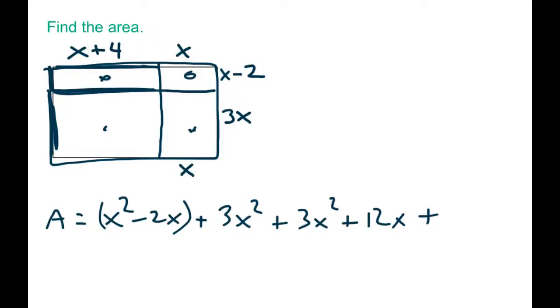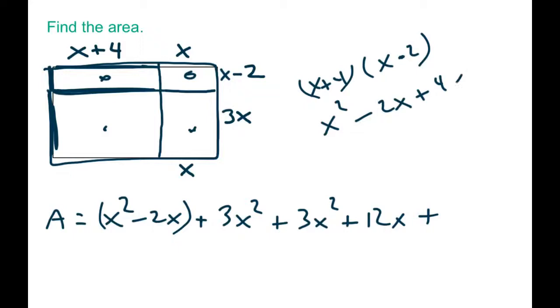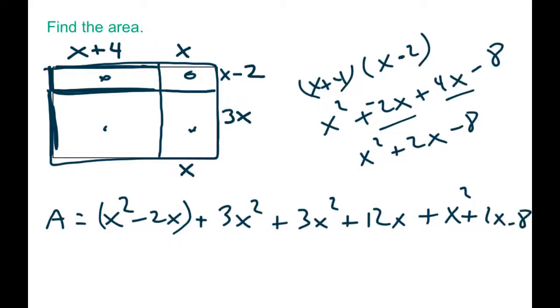using my FOIL method. So I'm going to come up here, x plus 4 times x minus 2. So first, x squared, outside, x times minus 2. So actually, let's do this. Let's change that to a minus 2x. Inside, 4 times x, 4x. And then last, 4 times negative 2, minus 8. Combine my like terms, that's plus a negative, x squared plus 2x minus 8. So we'll add that here, x squared plus 2x minus 8.